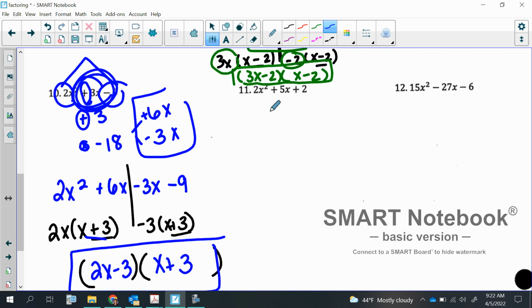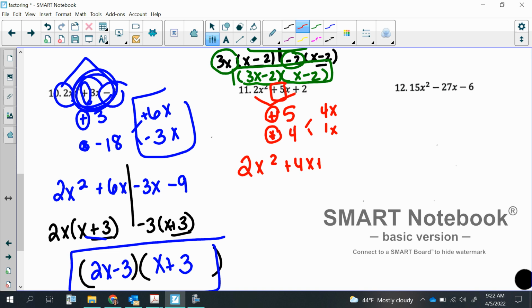Okay, and both 11 and 12 are good examples. So again, for 11, and then you can do 12 on your own, we want numbers that add to 5 and multiply to the first times the last, 2 times 2, which is 4. Those two numbers are 4 and 1. So then we rewrite the problem. We put an x next to those numbers, and we're going to replace the plus 5x with 4x plus 1x plus 2. We're going to split it and factor by grouping.